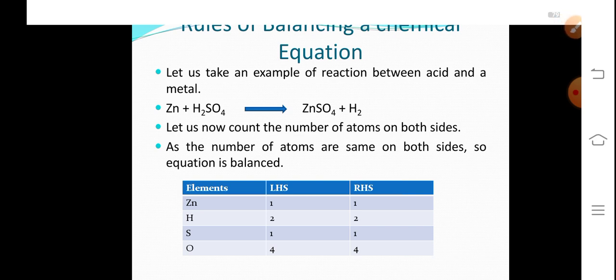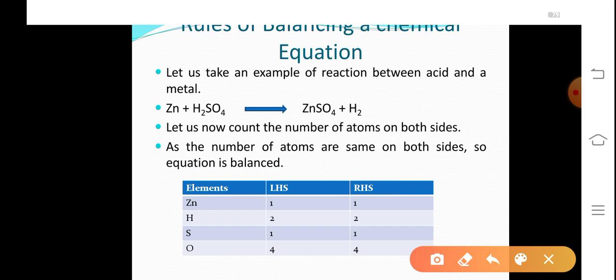So let us count the number of elements on both the sides of the equation. So here is a table in which I have mentioned all the elements of the equation. Let us count zinc first. Zinc, left hand side 1, right hand side 1, so it is balanced. Then hydrogen, left hand side 2, right hand side 2, it is balanced. Then sulfur, left hand side 1, right hand side 1, balanced. Then oxygen, left hand side 4 and right hand side 4.